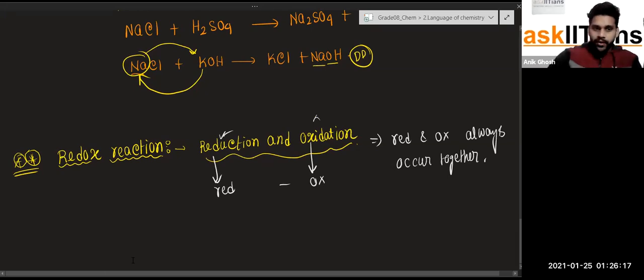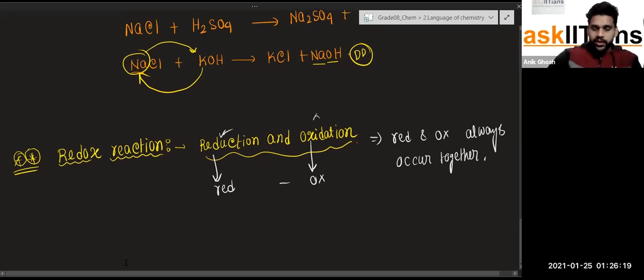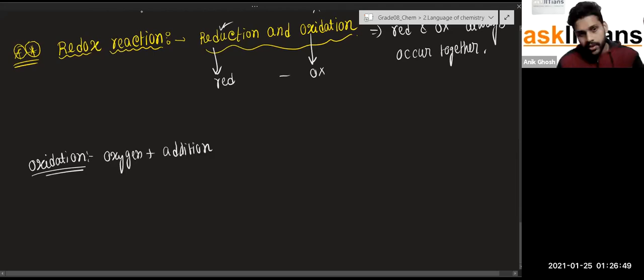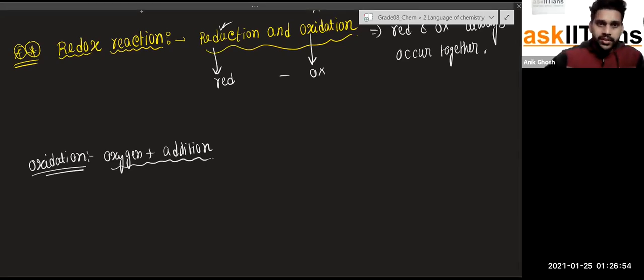Fine. Now, what are redox reactions? To understand the redox reaction, I think we need to understand oxidation and reduction first. So what is oxidation? First, oxidation is nothing but addition. When there is an addition of oxygen, we call it an oxidation reaction.